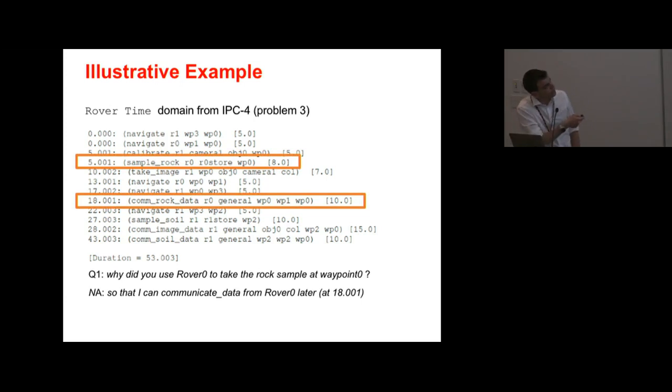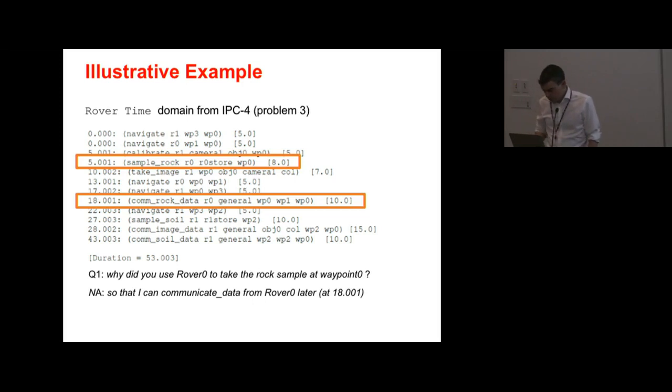Okay, so here we use rover 0, and the user asks, why are you using rover 0? Now, one answer could be, so that I can communicate data from rover 0 later. But that's what we call a stupid question, right? Because of course, if you use rover 0 to take the sample rock, you must use rover 0 to send the data there. The question is, why didn't you use rover 1 instead?